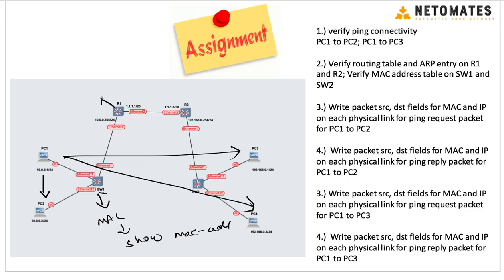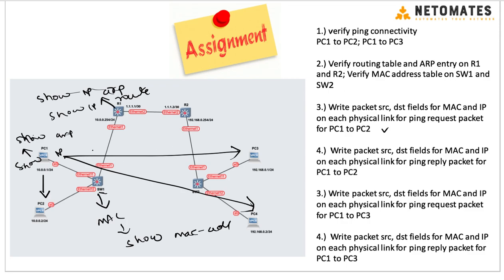And on the routers, you can verify the ARP entries with the show ip arp command. Show ip arp. And the routing table with show ip route. On the PCs, if you want to see the ARP table, show arp. For the configuration, show ip.